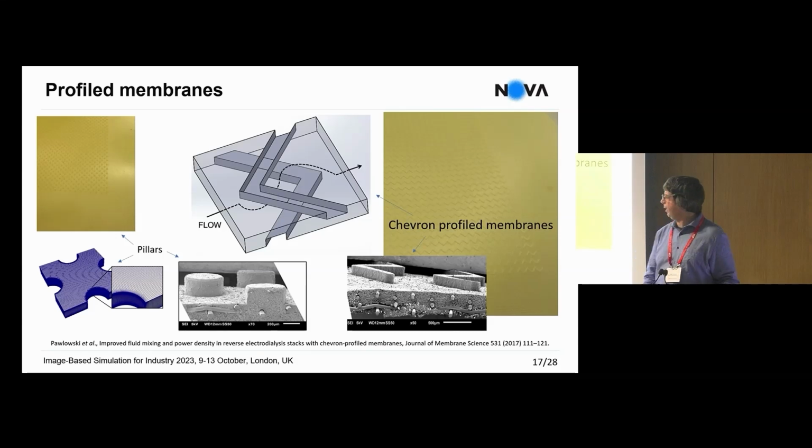So as I was saying, the shape of the channels for membrane processes is very important. So what we also did was not to use just flat membranes, because membranes are usually flat, but we did some corrugations on the surface of the membranes in order to promote a better mixing of the fluid inside the channels. So the pillar ones are the traditional non-corrugations. The chevron profile membrane is what we propose based on CFD simulations.